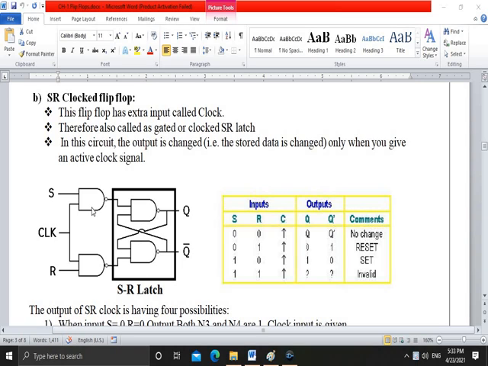In this circuit, two additional NAND gates are included and a clock input is applied. Therefore it is also called a gated or clock SR latch. Due to this extra input, this is called a clock SR latch. In this circuit the output changes, that is, the stored data changes, only when you give an active clock signal. So this circuit's output changes only when you apply this clock input.